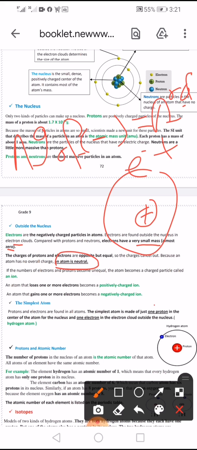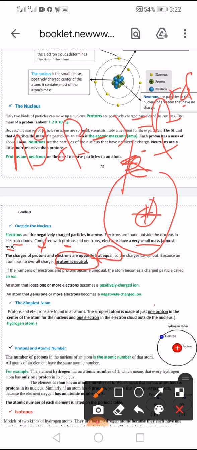The charges of protons and electrons are opposite but equal. A proton is positive while an electron is negative, but equal. There must be a balance between protons and electrons inside the nucleus, so the charges cancel out, as positive cancels with negative. Negative charge is cancelled with positive charge.